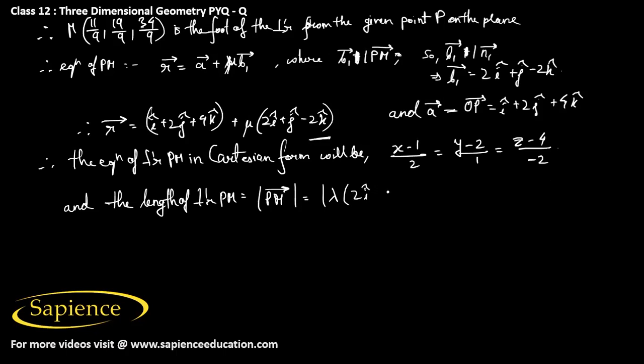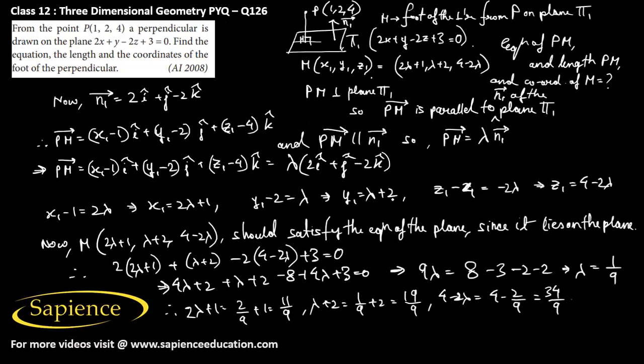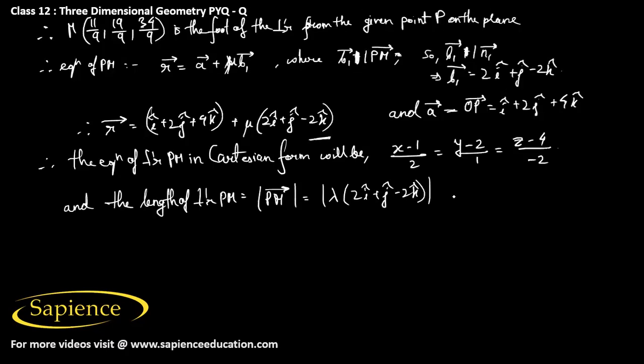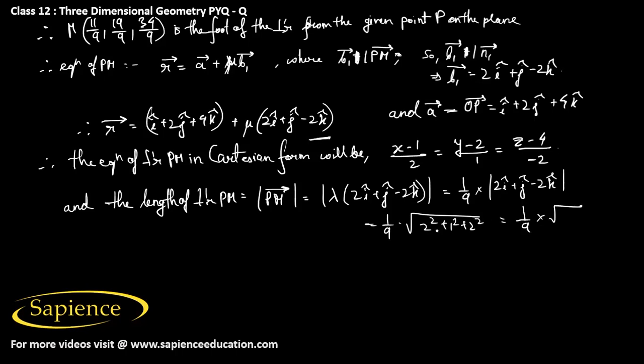So this is 2i cap plus j cap minus 2k cap, and lambda we have found as 1 by 9. So it is equal to 1 by 9 into the mod of 2i cap plus j cap minus 2k cap. That will be 1 by 9 into the square root of 2 square plus 1 square plus 2 square. So that will be 1 by 9 into root over 4 plus 1 plus 4, which is 9. So it is 1 by 9 into root 9, that is 1 by 3 units.